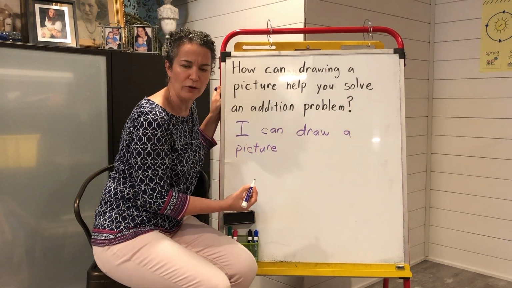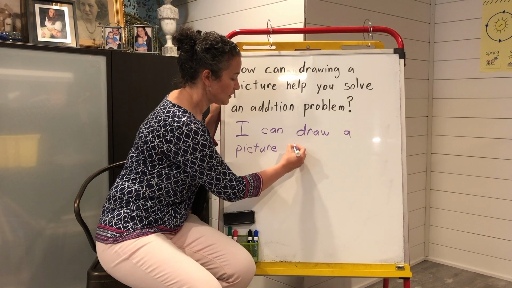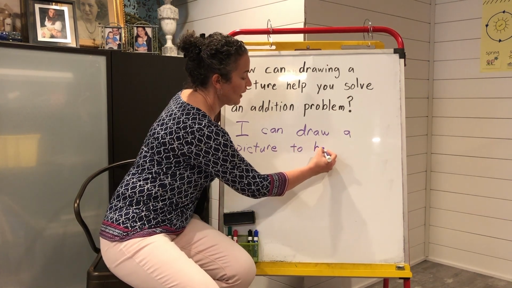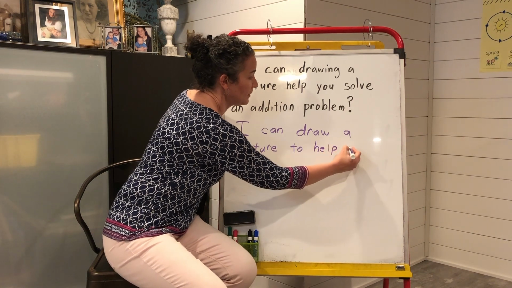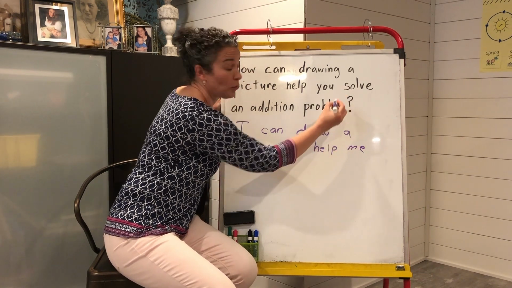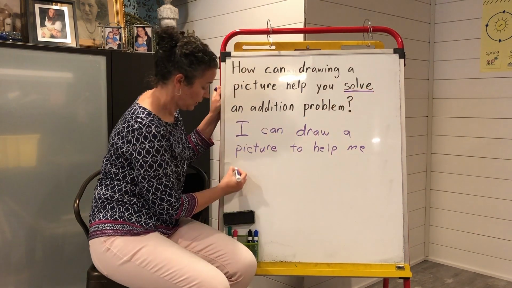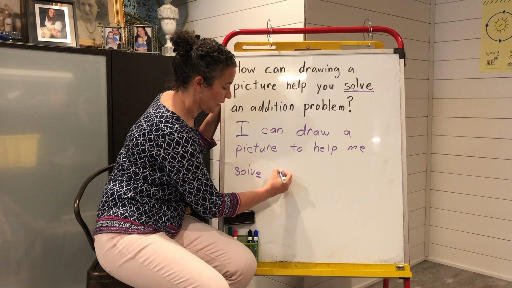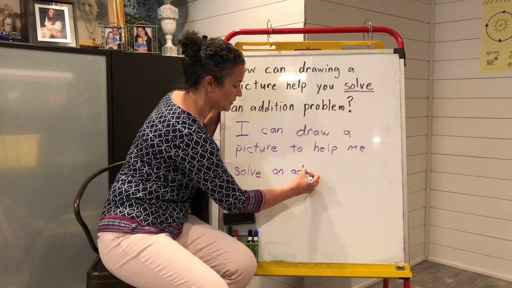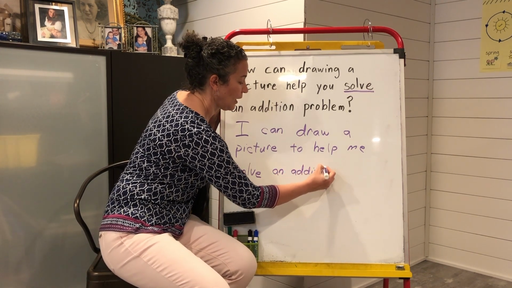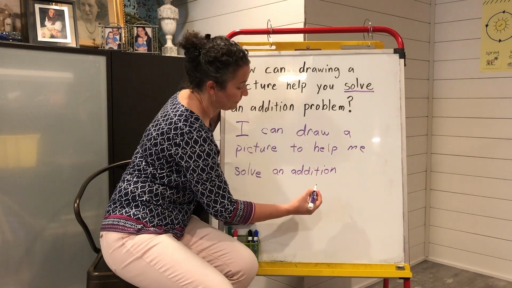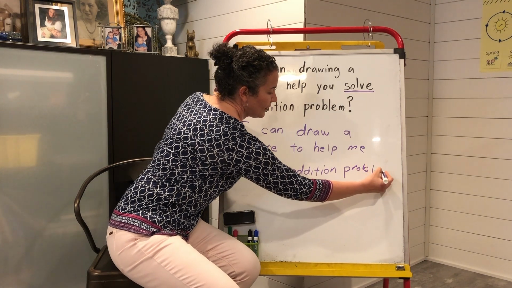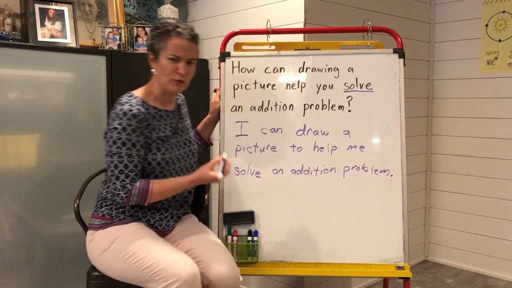P-I-C-T-U-R-E. To. How do I spell that little word to? Yes. T-O. Help. How do I spell help? H-E-L-P. Me. Solve. And if I don't know, my friends, it's right up here. I can borrow it. S-O-L-V-E. And addition. A-D-D-I-T-I-O-N. Problem. P-R-O-B-L-E-M. Period. Had to stretch for that one.